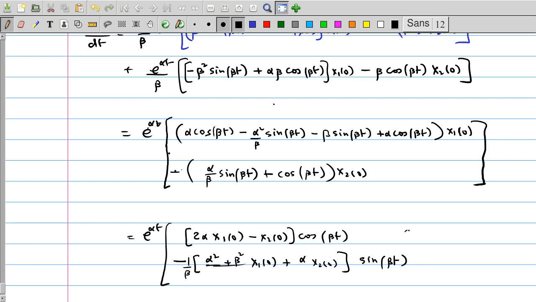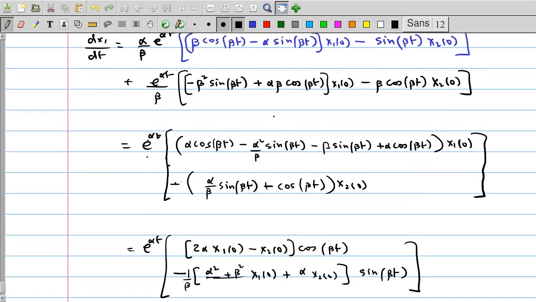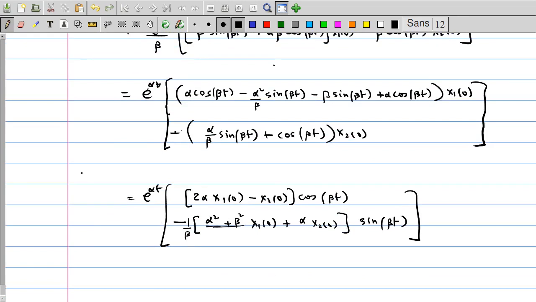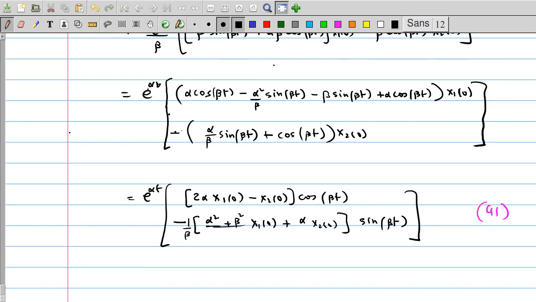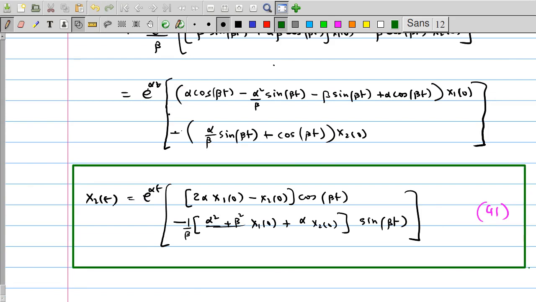All right, that's what we actually wanted. We didn't do this one in that form, but it can be left as an exercise, I guess. So this is like 41. That's x2 of t. Okay, are we done? Looks like it. Okay, fine.